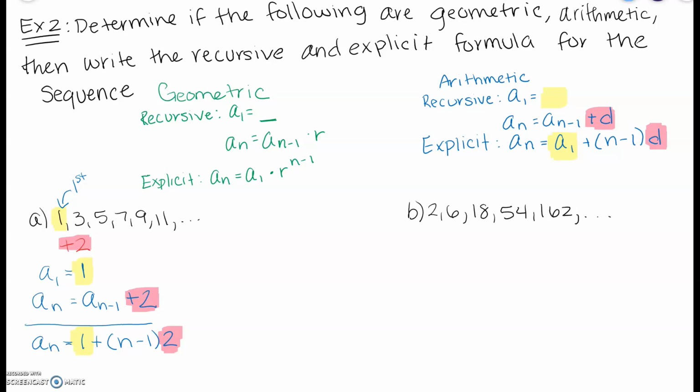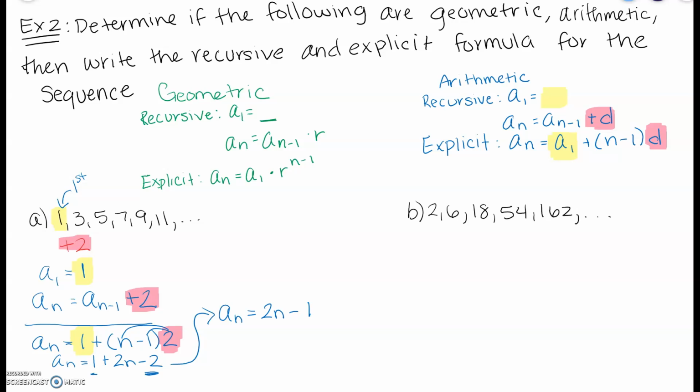Okay, now we aren't done with the explicit formula because we can simplify it. So we can go ahead and distribute the 2. So a of n equals 1 plus 2n minus 2, and then we can simplify it even more, because we can do the 1 minus 2. So our explicit formula is 2n, and then 1 minus 2 would be -1, so that would be our end explicit formula. So let's go ahead and jump over to this one here and see what type it is.